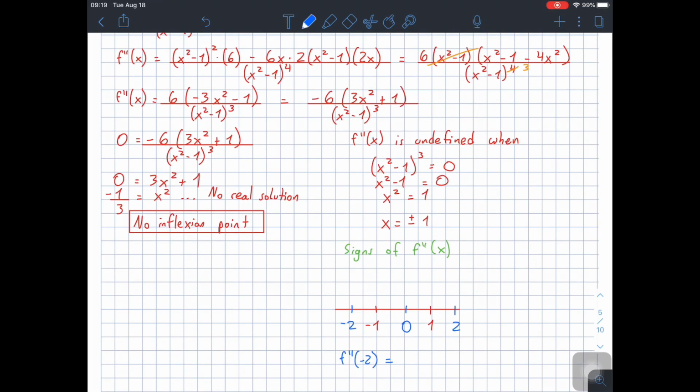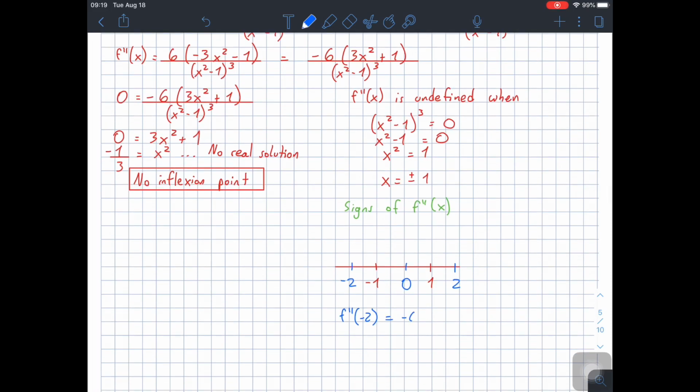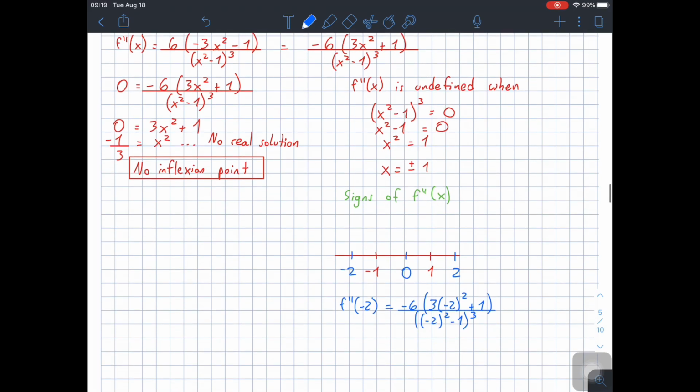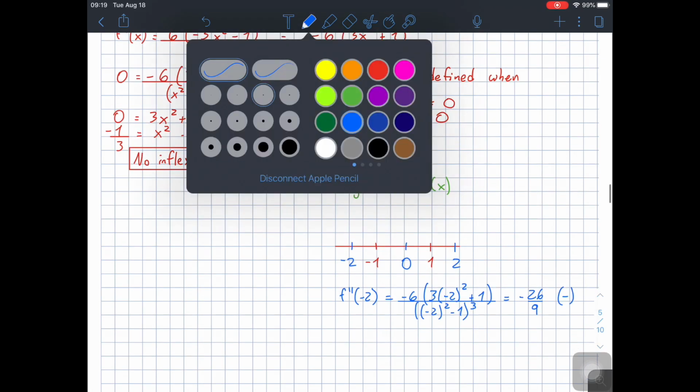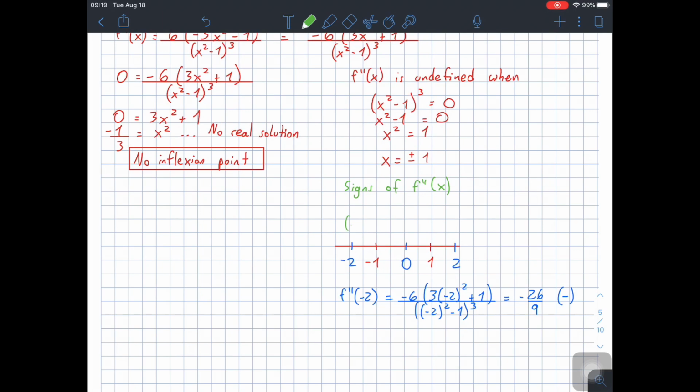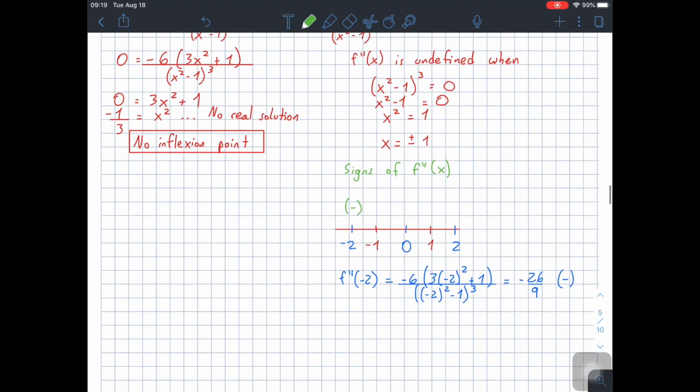So this is negative 6 times 3 times negative 2 squared plus 1, divided by negative 2 squared minus 1 cubed. If we solve for this, we're going to get a negative result. This is negative 26 over 9. So we only care about the sign, okay? So we know that this has a negative sign before negative 1, right?